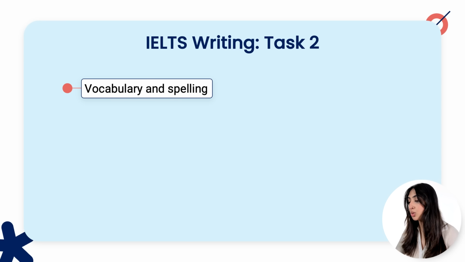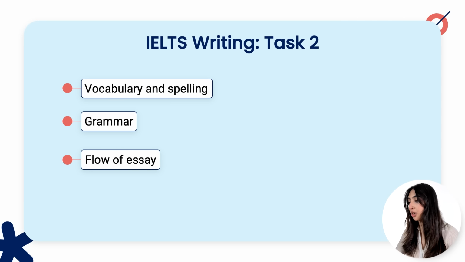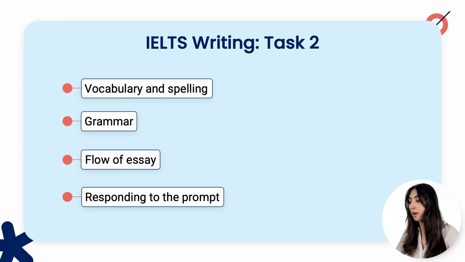Vocabulary and spelling, which refers to using a wide range of words and looking out for spelling errors. Grammar, which covers things like your tenses and sentence structure. The flow of your essay, referring to your paragraphing and if your ideas are ordered logically. And finally, responding to the prompt properly means that you've used relevant ideas and stayed on topic. And that's it. We just wrote a high-scoring IELTS Writing Task 2 essay together.